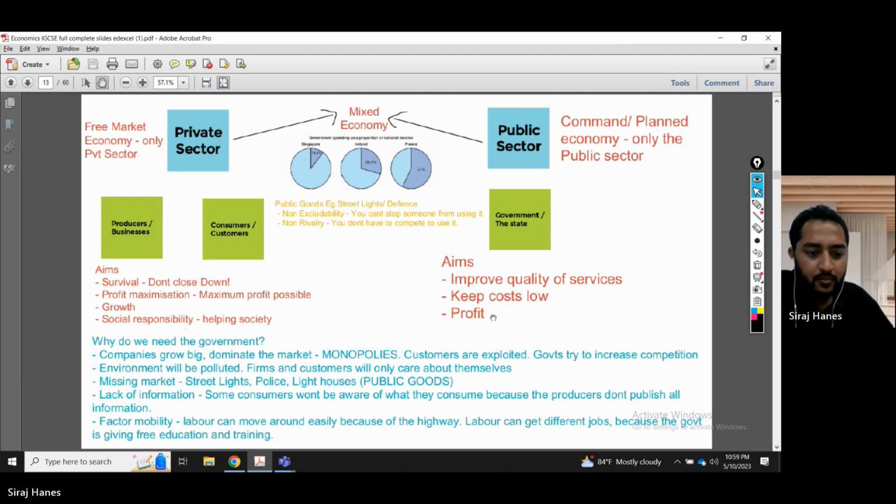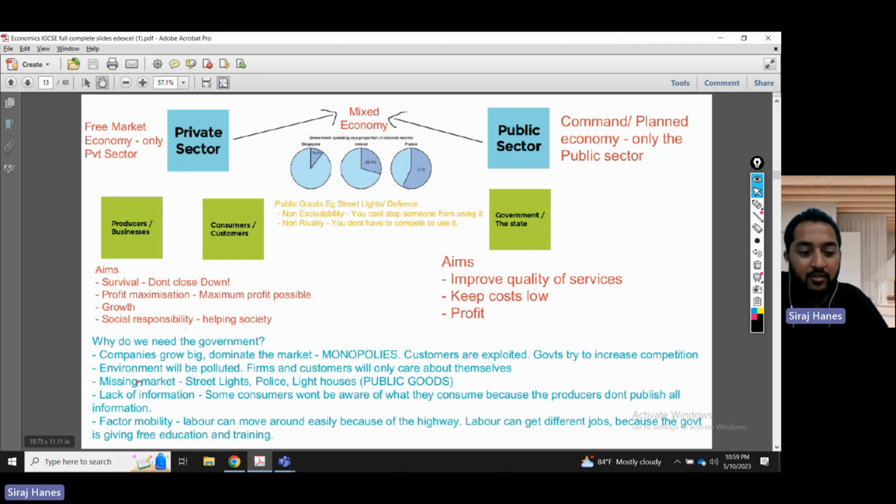Now, why do we need the government? Do we really need the government? Why do we need them? When companies grow big, they dominate the market. These are called monopolies. If there is a monopoly, customers get exploited. Now, the government won't watch and wait. They'll jump in and try to increase competition so that we, the customers, don't get exploited.